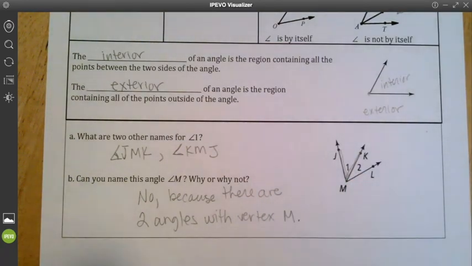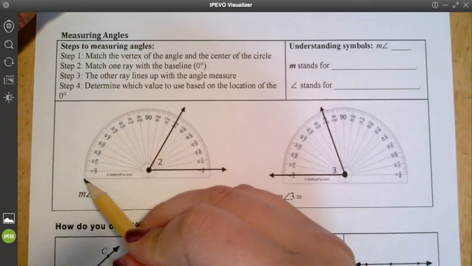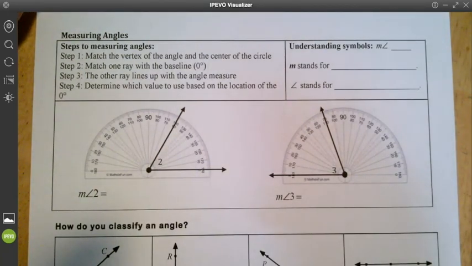Let's take a look at the next page. So now that we have some vocabulary to talk about angles, remember our objective is to talk about the measurement of angles as well, so we want to be able to measure these angles. So if we have a protractor, this is the tool that we're going to use to measure angles.